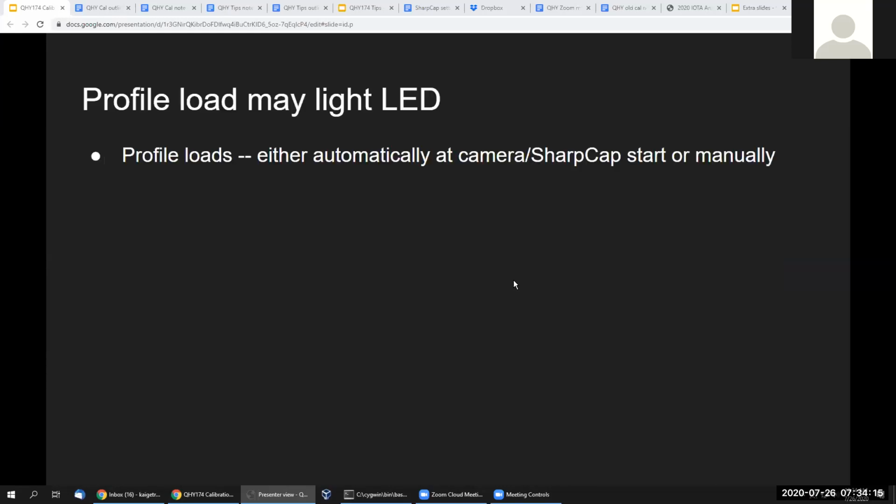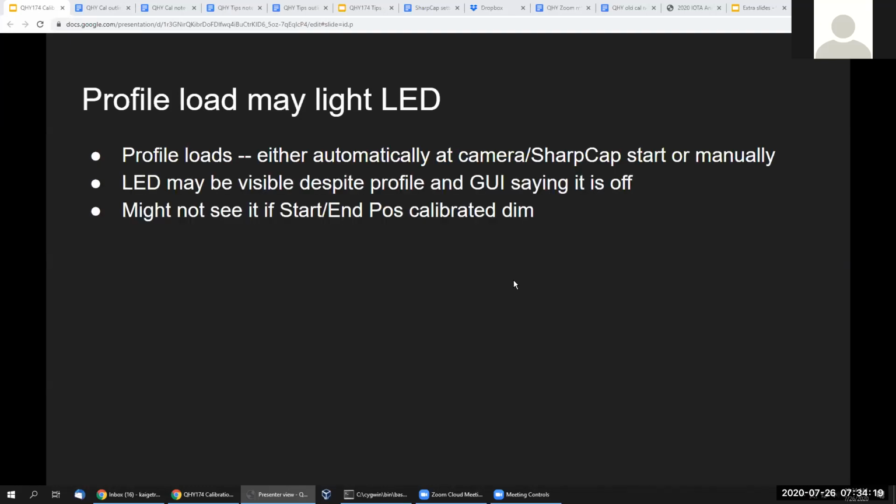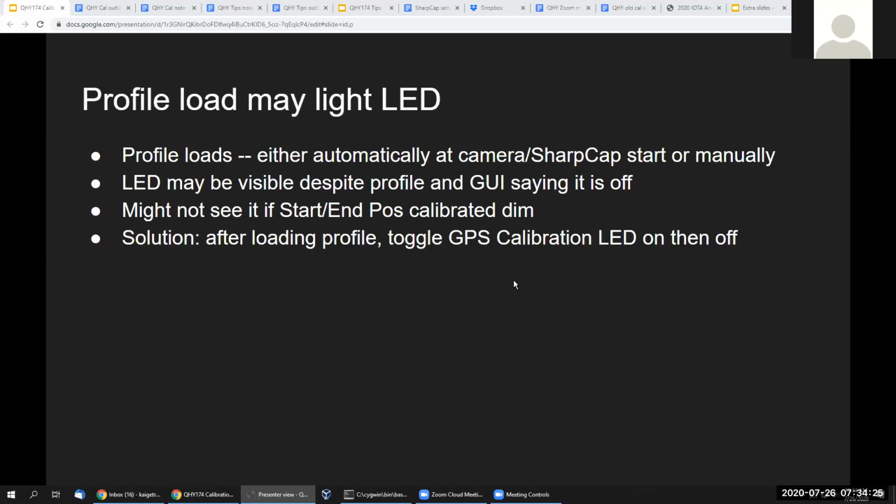This can happen with auto load, and it can happen with a manual load. It can be insidious because you might not see it if it's kind of dim. So the solution I have is, if you see it lit, you just have to toggle the GPS calibration LED on then off. It can happen for start pause, and it can happen for end pause. It's not always consistent.